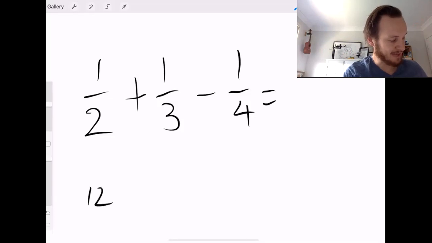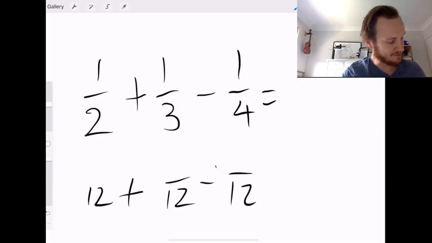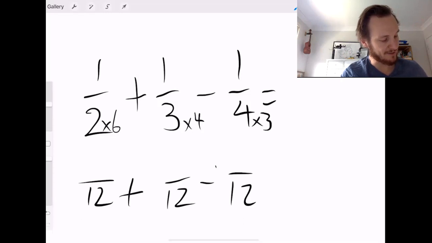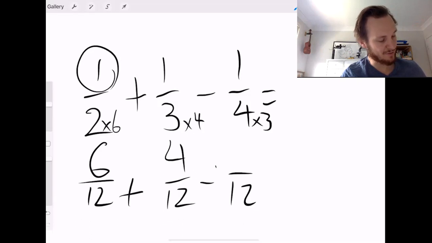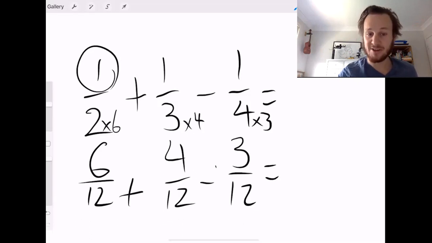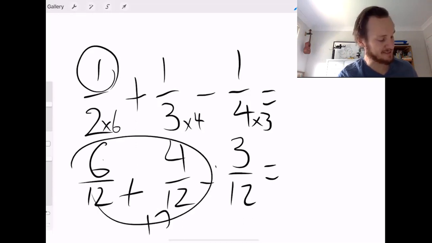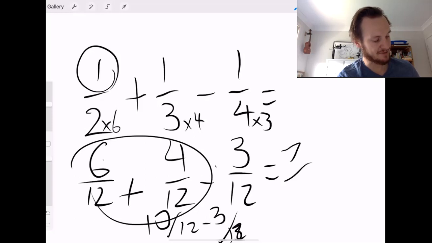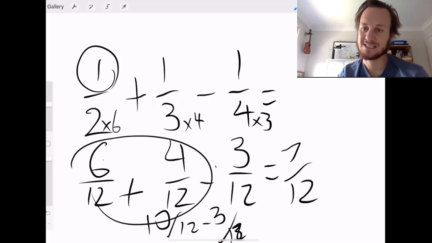So to get them as 12, what we need to do is times that one by 6, that one by 4, and that one by 3. So then that becomes 6, 4, and 3. So now you can just plus those two across. So 6 plus 4 is 10 over 12. So that becomes 10 twelfths, take away 3 twelfths, equals 7 over 12, which cannot be simplified any further than that.